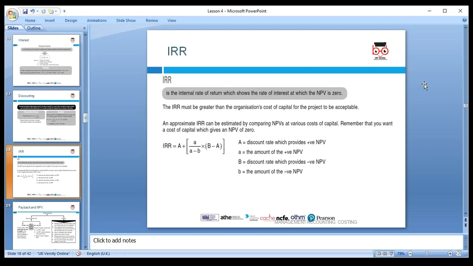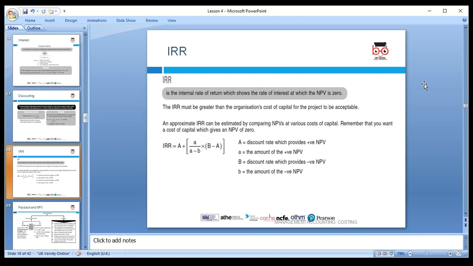Then we have the IRR, which is called internal rate of return. Internal rate of return is a very popular approach. It should be higher than the cost of capital, the capital which we are borrowing, and the cost should be lower than that. And internal rate of return should be higher. So this is the formula.